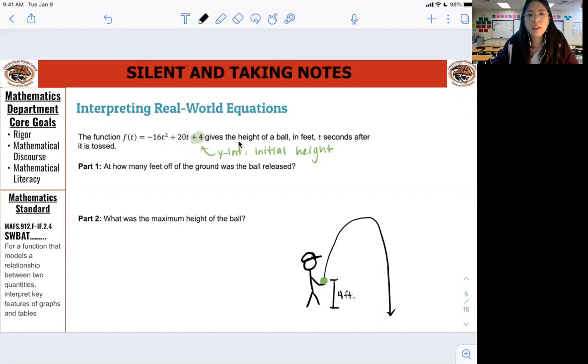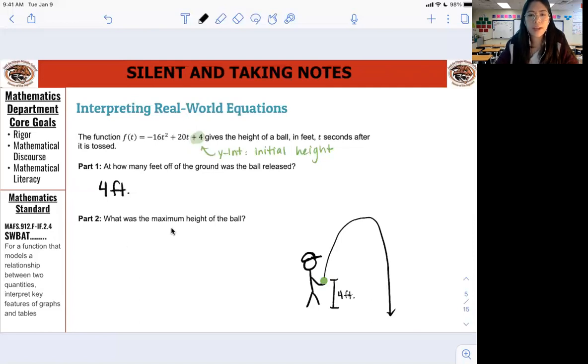All right. So the y-intercept, the initial height. Now the word initial is our key word, but they're going to say it different ways. In this case, they didn't say the word initial, starting, or beginning. But how do we know that we're still talking about the initial height? Because it says released. You just have to read things carefully and think about which category it actually fits into.